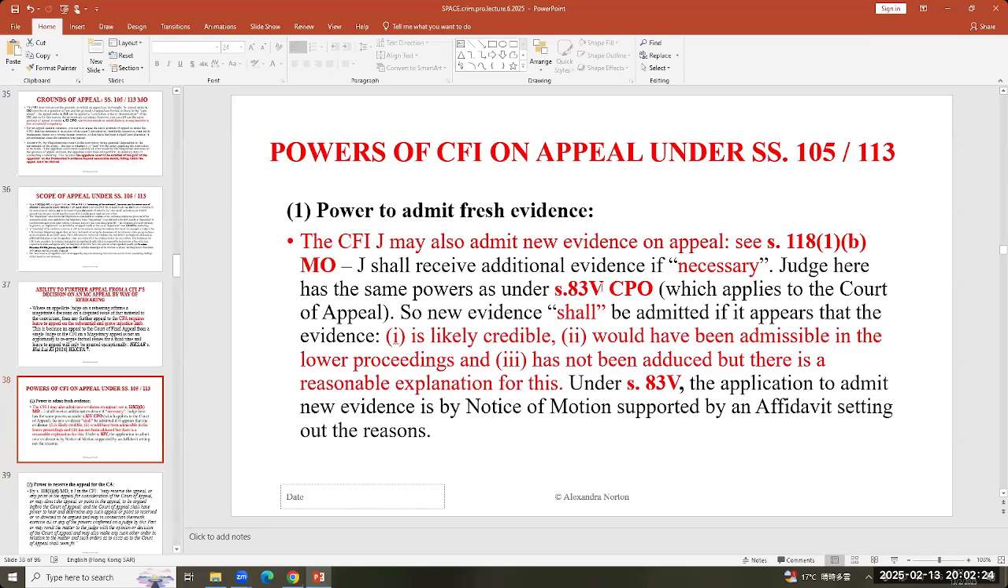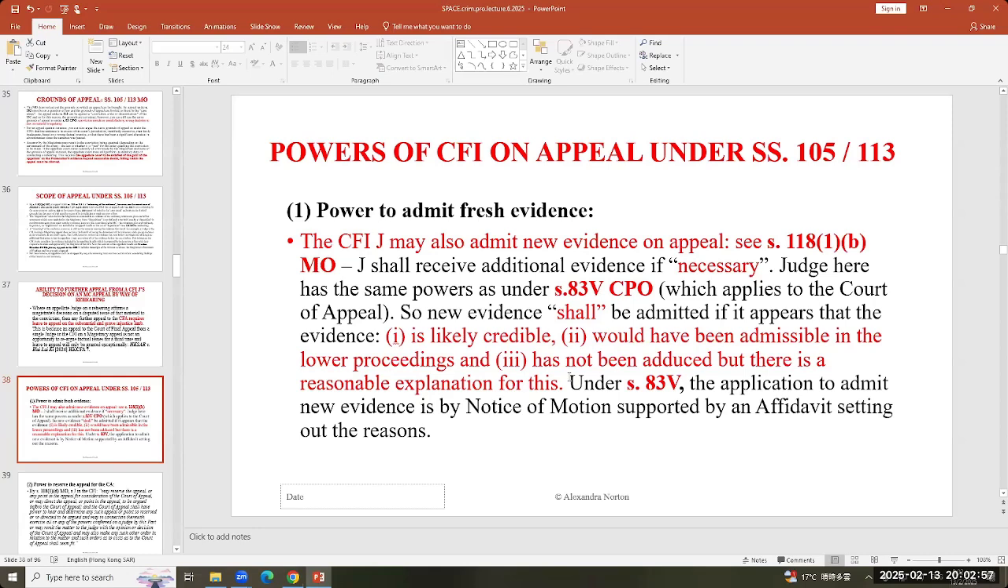Section 83V applies to appeals from the district court or the court of first instance, and that says the evidence shall be admitted if it's likely credible, would have been admissible in the lower proceedings. In other words, it's not excluded by any of the evidential rules. It's not hearsay. It's not prejudicial. Prejudicial effect doesn't outweigh its probative value. It's not irrelevant, right? So it still meets the test for admissibility. And it hasn't been adduced, but there is a reasonable explanation.